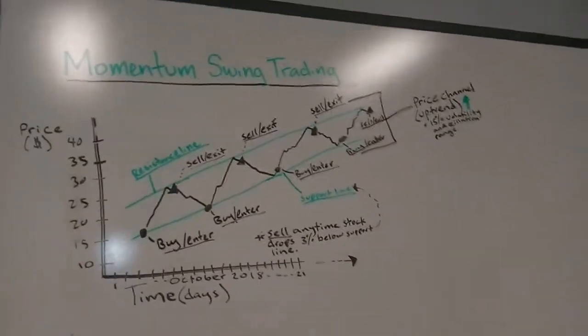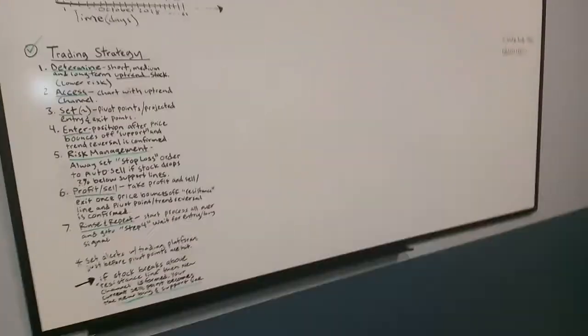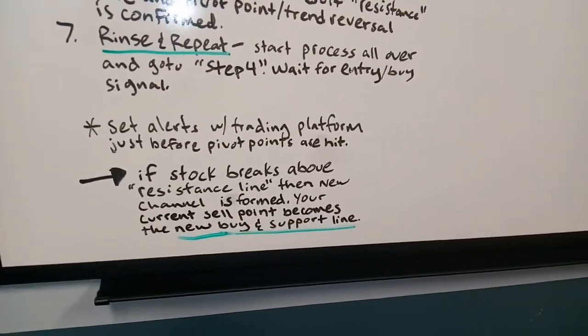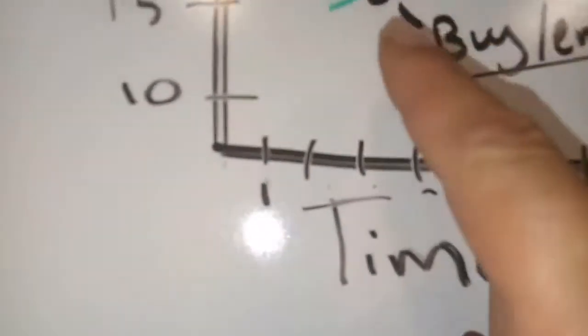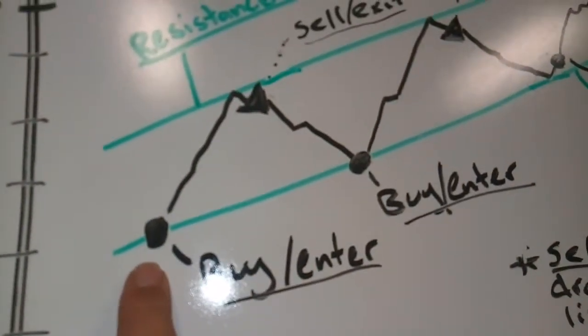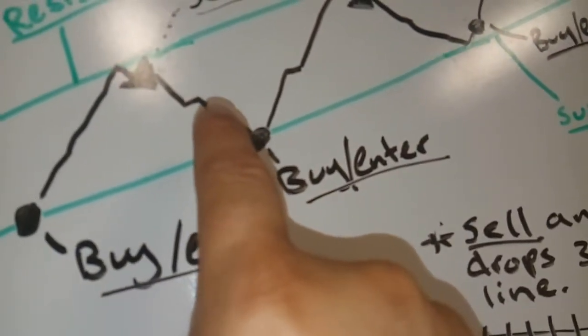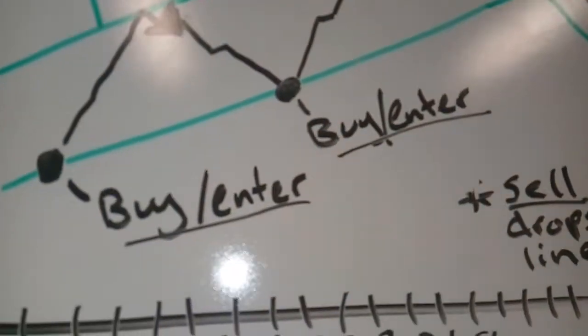And that's pretty much the momentum swing trading technique that I put together here. It works pretty well if you follow the rules. And then another thing to note here, you can set the alerts with the trading platform just before the pivot point is hit. So for instance, you want to know when to buy, so right around there, you want to set an alert where it's right about to hit it. So you get alert, and then you can take a look. It's like, oh yeah, it just bounced off, and then you boom, get in right there.